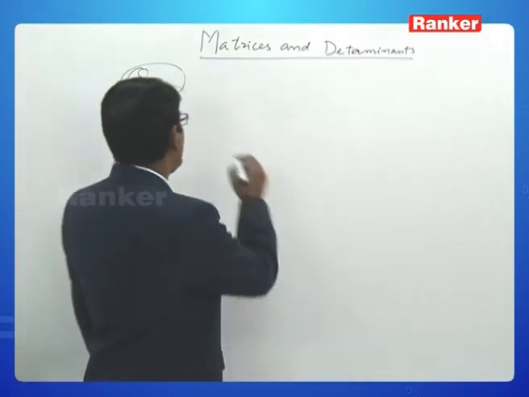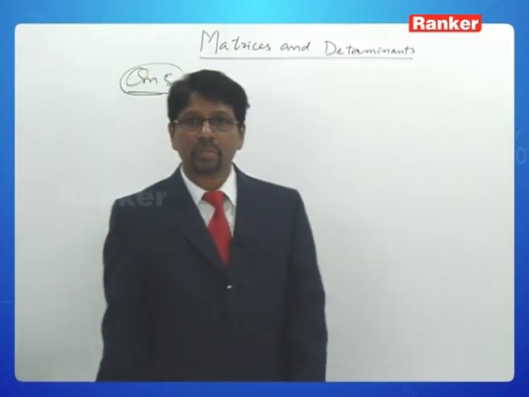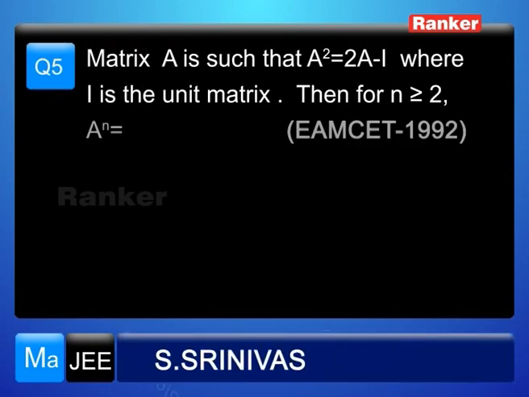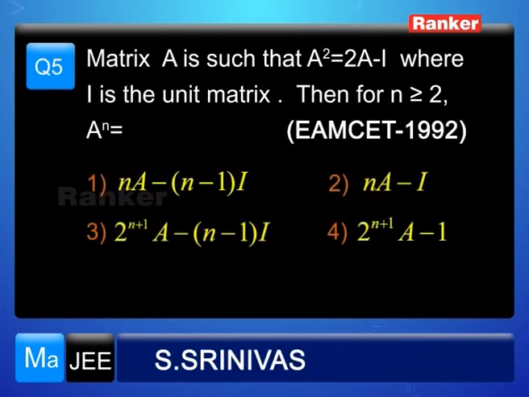Okay, question number 5. Matrix A is such that A square is equal to 2A minus I, where I is a unit matrix. Then for n greater than or equal to 2, A power n is equal to what? Option 1: nA minus (n minus 1) into I. Option 2: nA minus I. Option 3: 2 power n into A minus (n minus 1) into I. Fourth option: 2 power n plus 1 into A minus I.